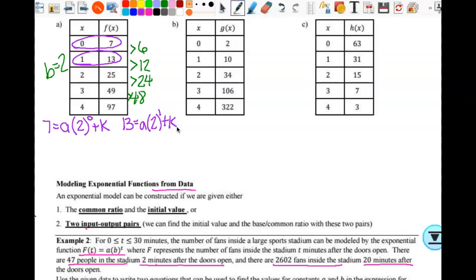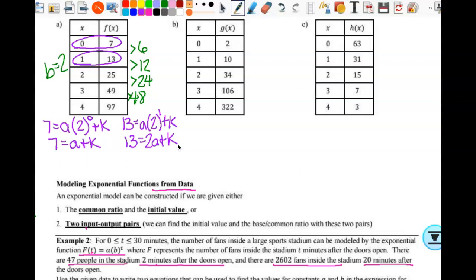So what I have is a system of equations. I have 2 equations and 2 variables, and they're very simple. If systems of equations make your skin crawl when you hear that, this is not that at all. Let me simplify these a little bit. 2 to the 0 power is what? 1. So this is just 7 equals a plus k. And over here, 13 equals 2a plus k. So there are my 2 little equations.